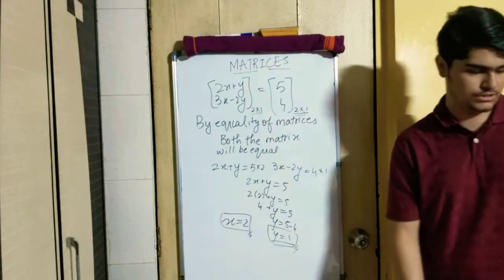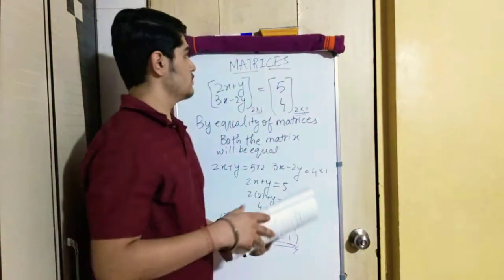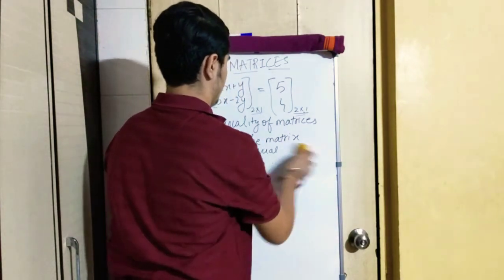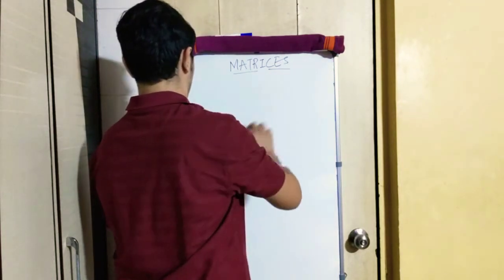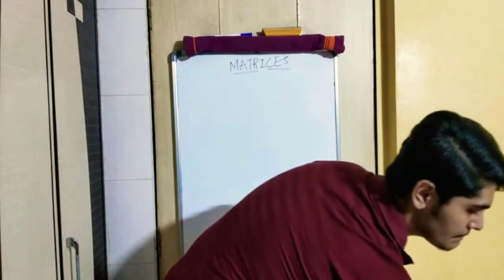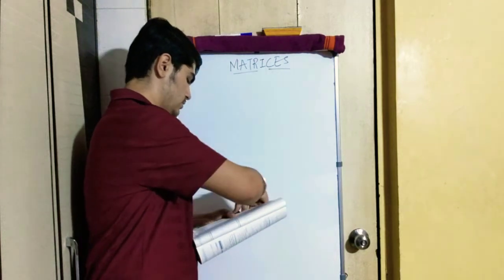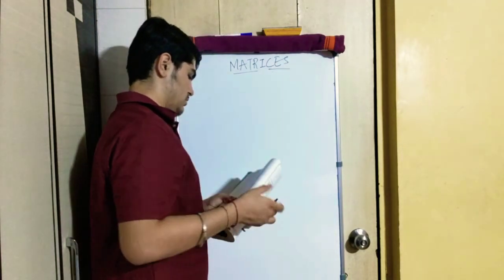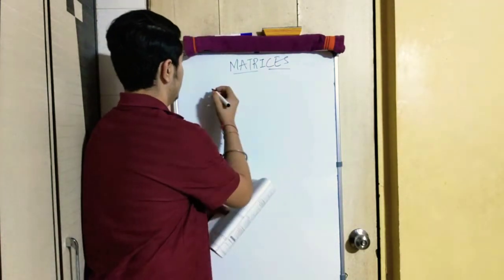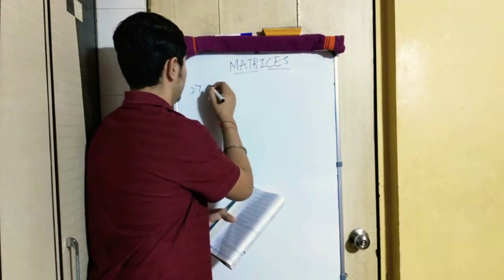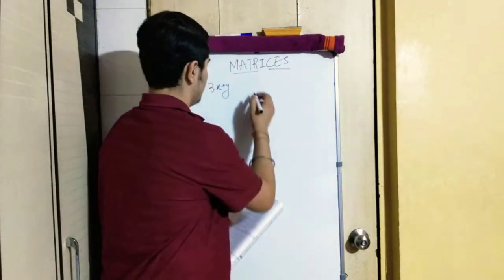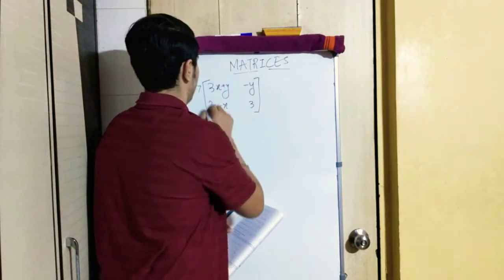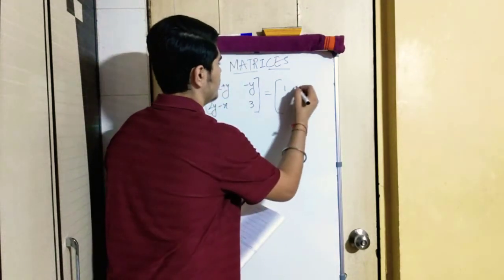So now we move to the second question. Find the value of x if the matrix 3x plus y, minus y, 2y minus x, and 3 is equals to 1, 2, minus 5 and 3. The first question we did, and this is the second question.